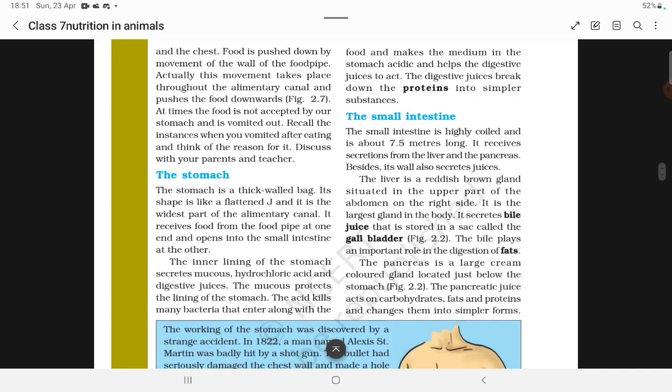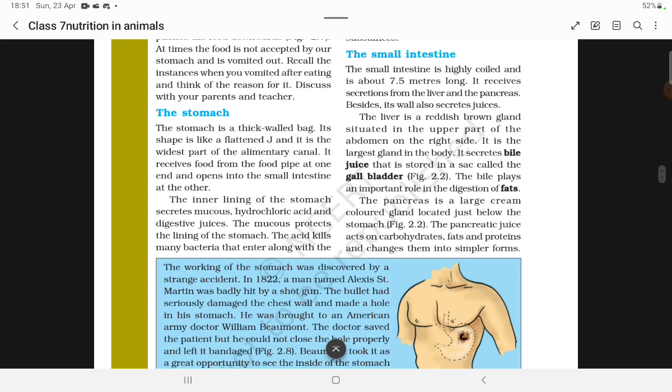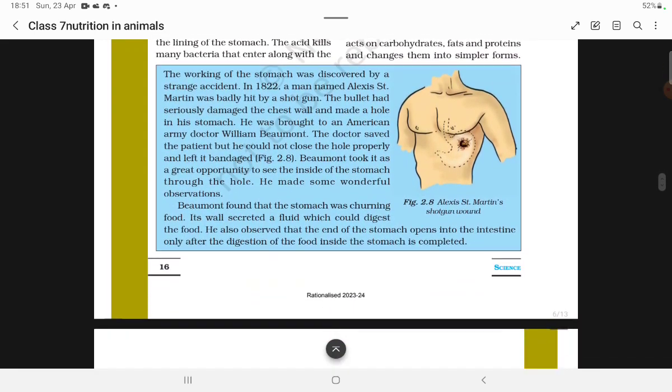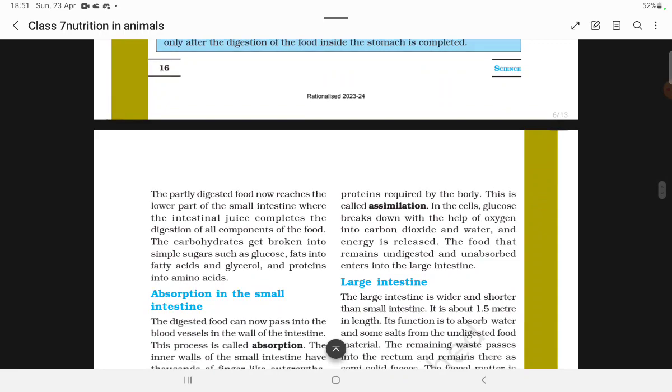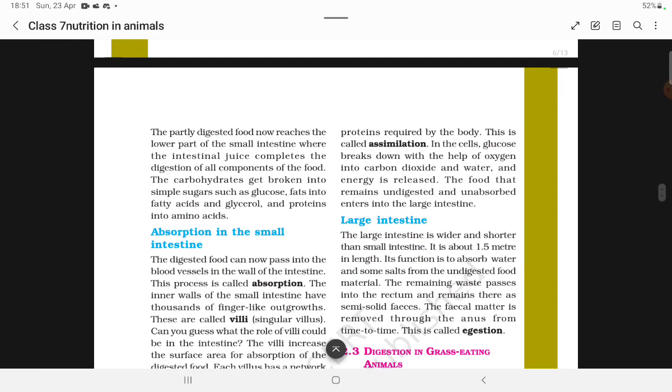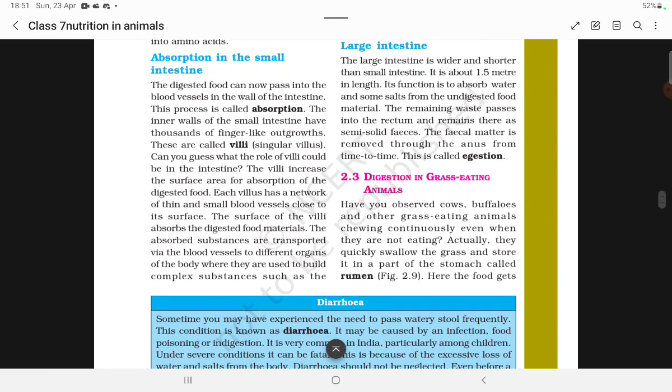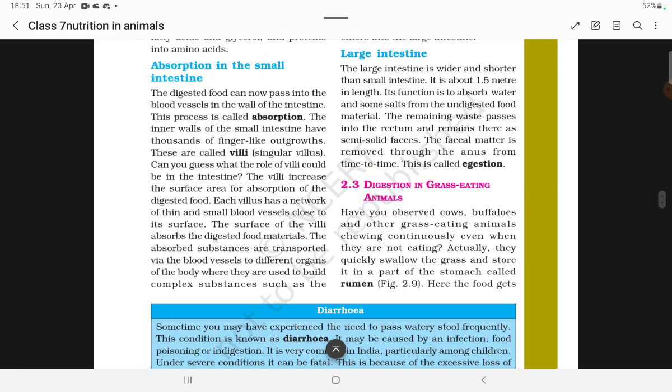Then the stomach with three linings: the mucus, the hydrochloric acid layer and the gastric juices. After that we discussed the small intestine, and also the absorption of the small intestine as well as assimilation. Today's topic is the large intestine.